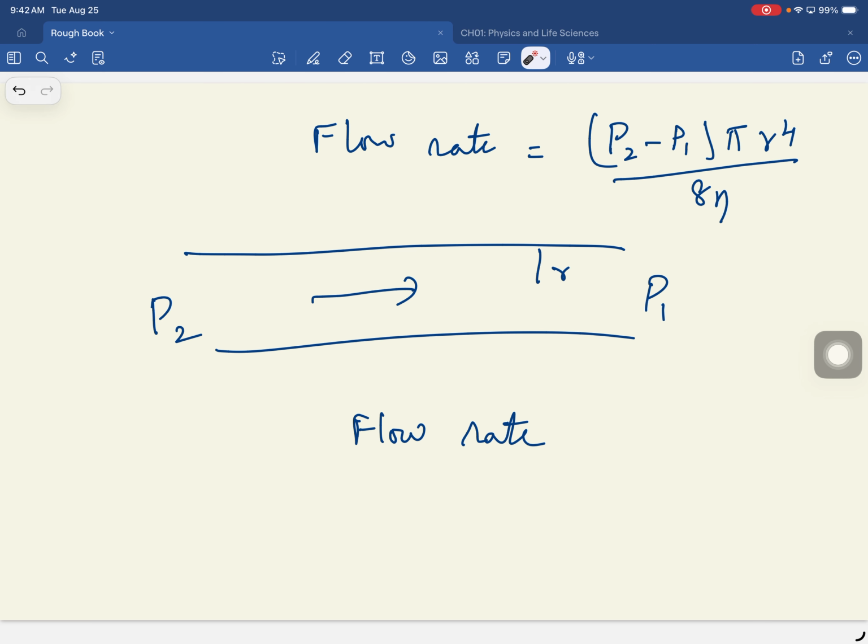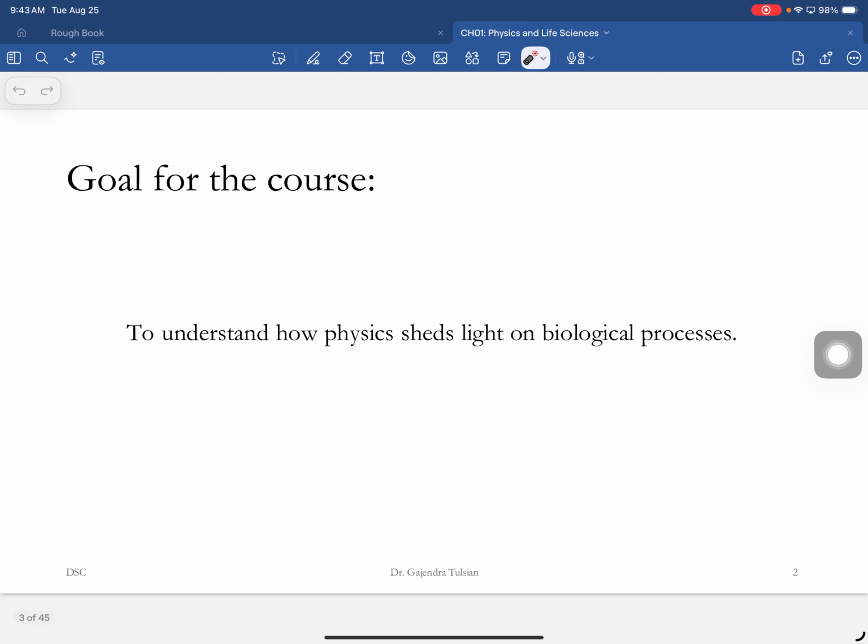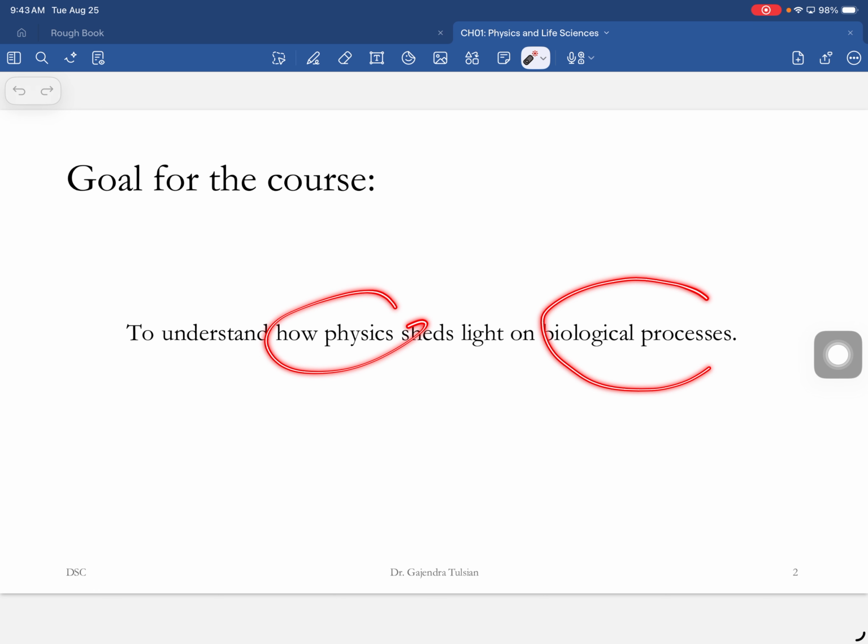Why does nature have the best solutions to all the problems? How come nature has the best solutions? Well, it's had millions of years to perfect every solution. And if it doesn't have a good solution, it just kills the animal. Like I said, biology has some of the best solutions. So we're going to apply physics principles to the life sciences, and see how physics sheds light on biological processes. That's the goal of the course.